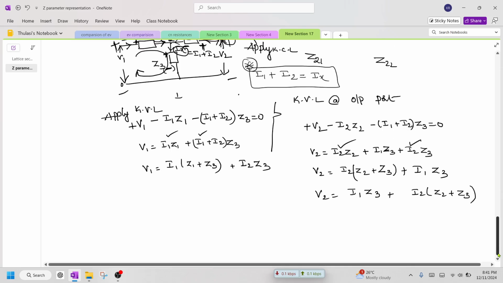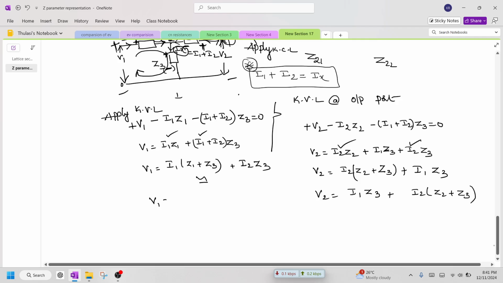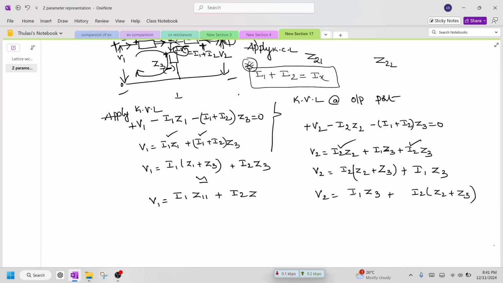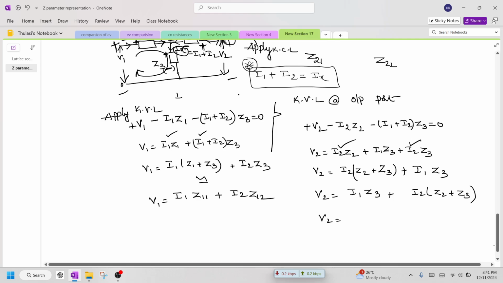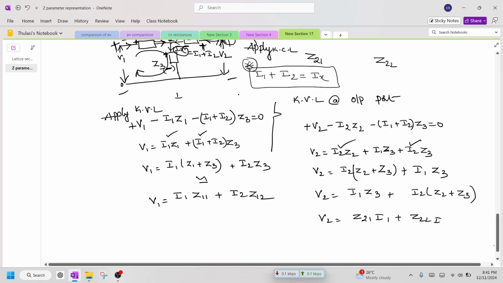So already we know the standard equation. Compare this with the standard equation. So V1 is equal to I1 into Z11 plus I2 into Z12. And for the standard equation, V2 is equal to Z21 I1 plus Z22 into I2.